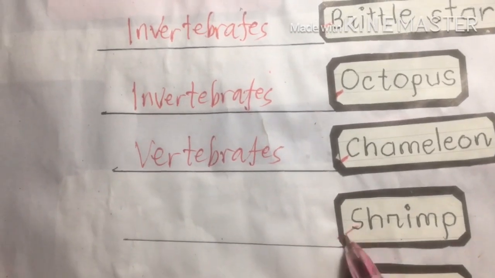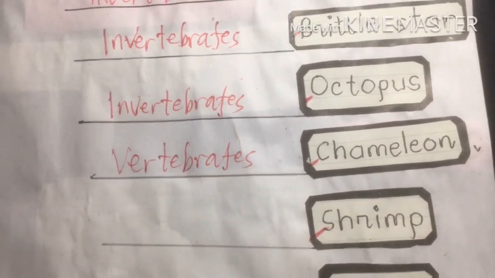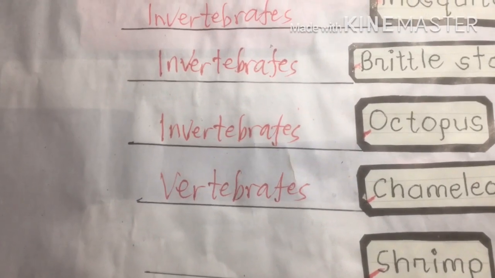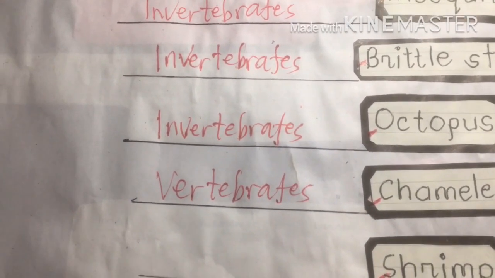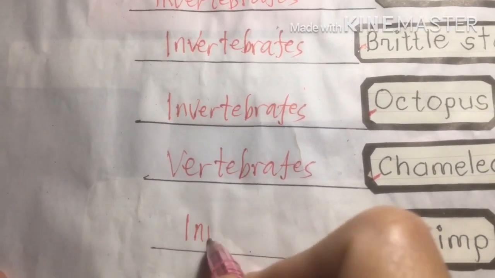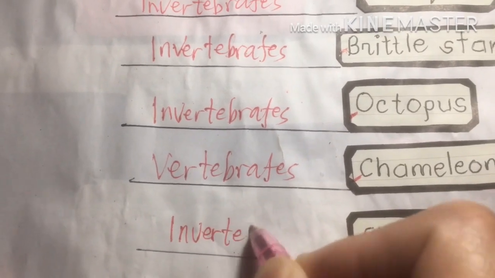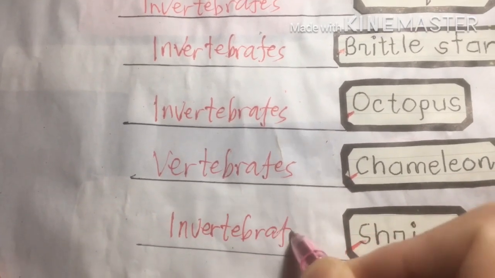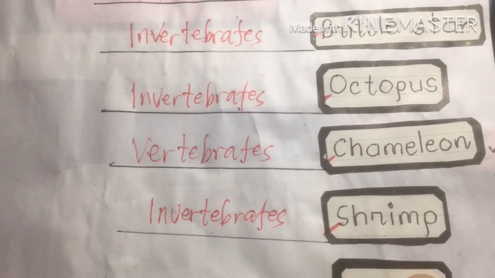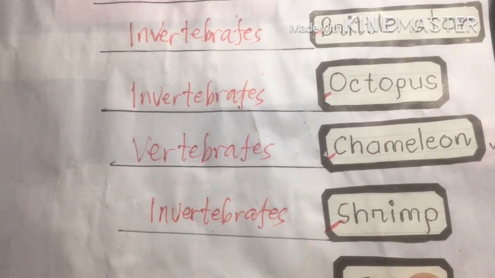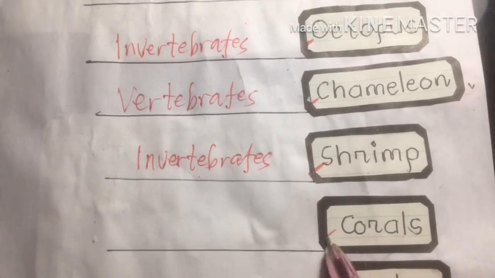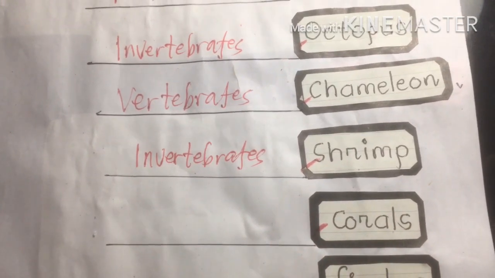Next, shrimp. Oh, my favorite shrimp. Remember, class, do shrimps belong to vertebrates or invertebrates? I'm going to write invertebrates, my dear viewers. It has only a shell, but they don't have a backbone. Remember that. Next, corals. Oh, I like to put corals in an aquarium, right?